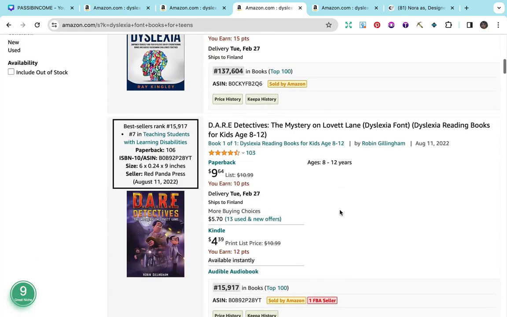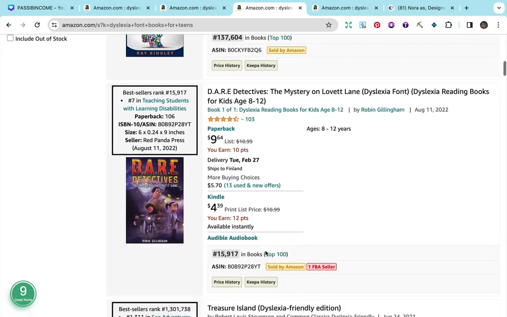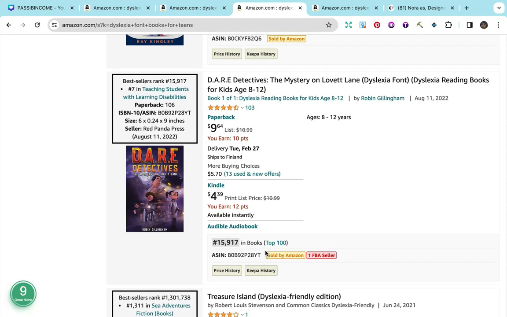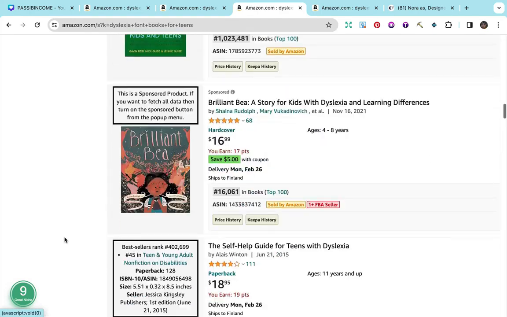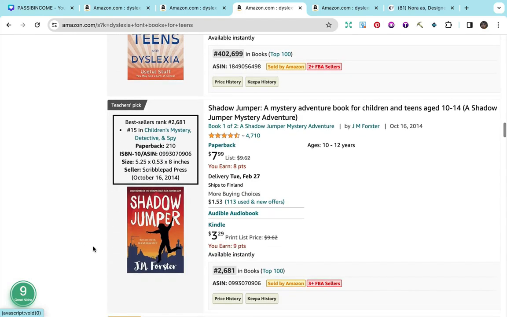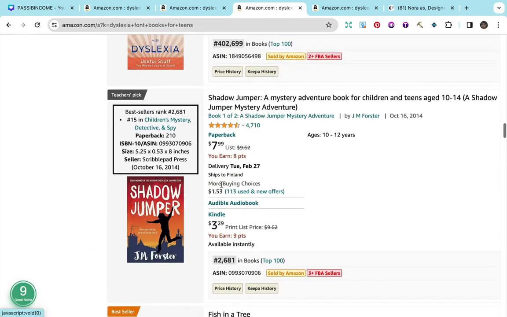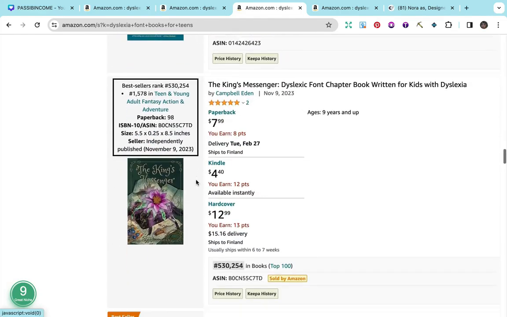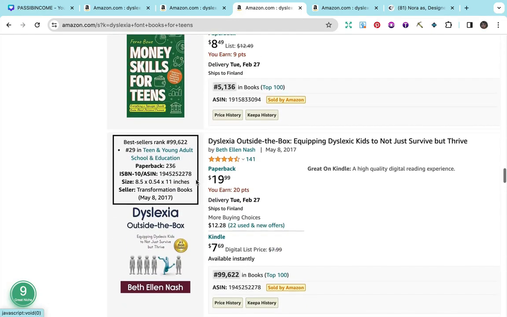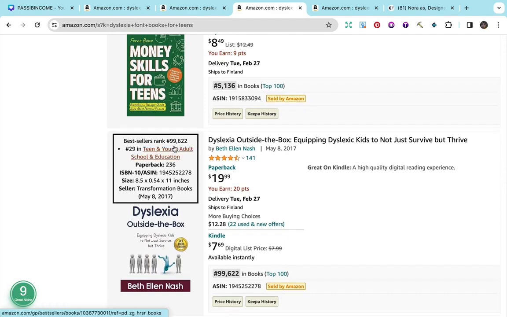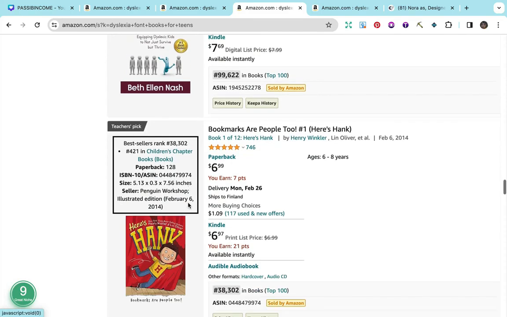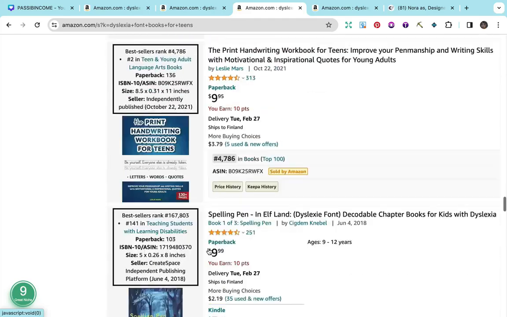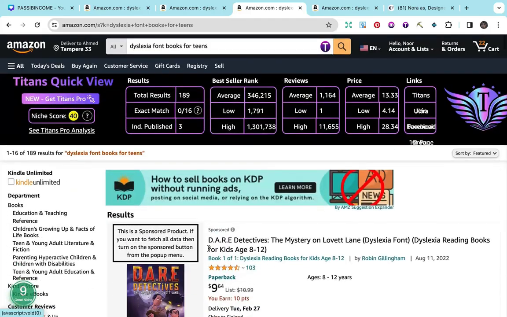Scrolling down here, we want to avoid the sponsored posts. We want to focus on any of the books that are ranking quite well, that are independently sold. For example, this one's with a bestseller rank under 100,000, sitting at 15,000. We've got a couple of other books as well that are having really good bestseller ranks. This one's at 2,681, 1,700, so that's 3 right there with a bestseller rank of 100,000 or less. This one's sitting at 99,000, so slightly on that edge of 100,000. This one's at 38,000, 4,000 again. So dyslexia font books for teens was our second keyword.